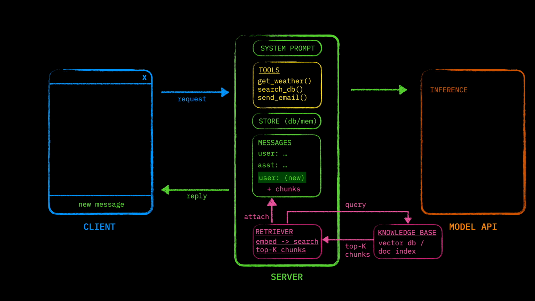The model now answers grounded in content it never saw during training. Your docs, your data, today's news. That's retrieval augmented generation. The model didn't memorize this data. The server handed it the relevant pages just in time.